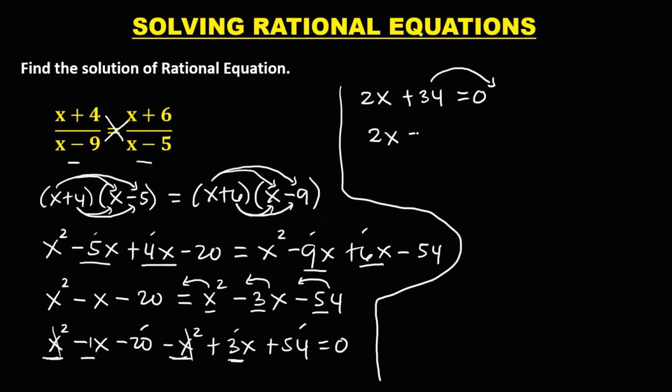So we have 2x equals negative 34. Then divide both sides by 2 to solve for x. So therefore x equals negative 34 divided by 2. That's negative 17.